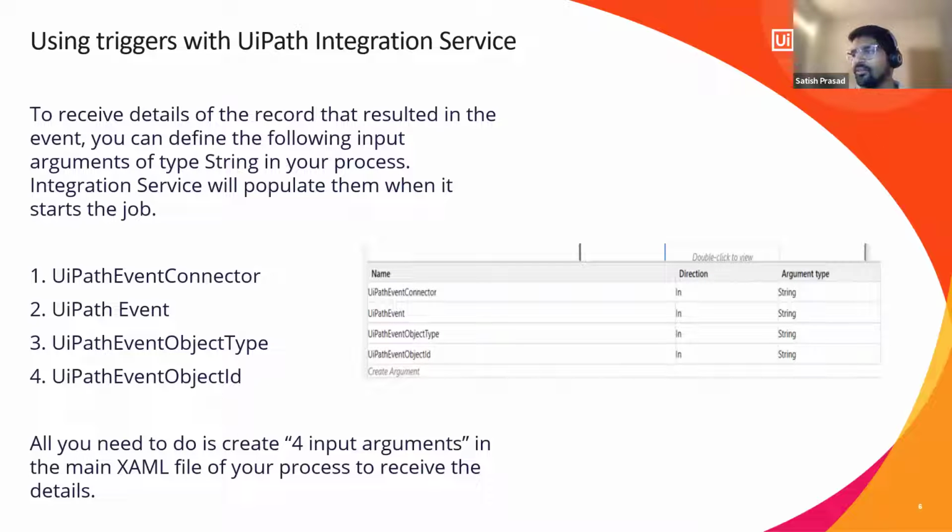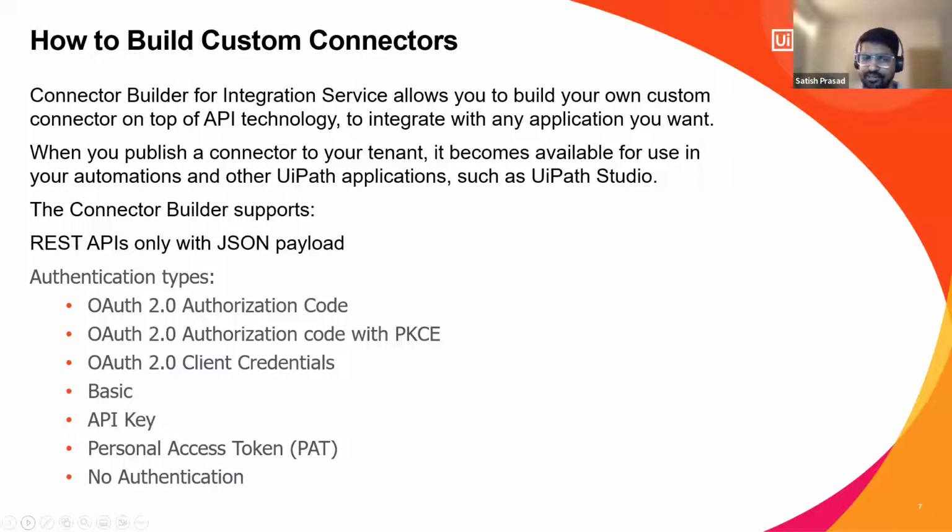So let's take an example: if we are connecting to ServiceNow, the UiPath event connector would be ServiceNow, the UiPath event would be incident creation, the event object type would be incident, and the event object ID would be a unique identifier to identify that object in ServiceNow. So it could be the incident ID or a sys ID through which you should be able to identify that information. So that is basically about Integration Services.